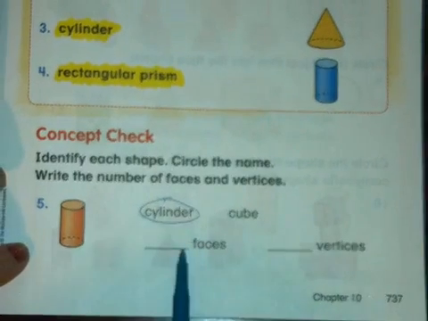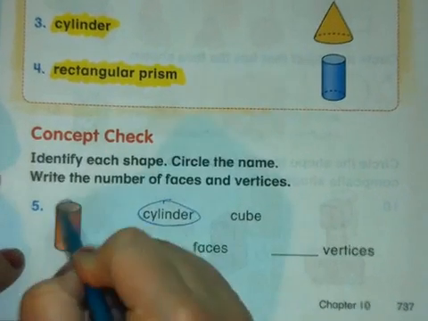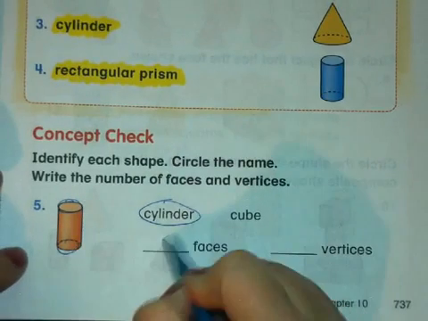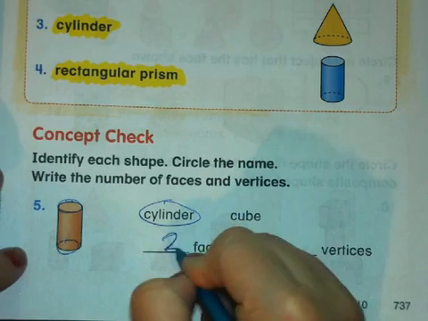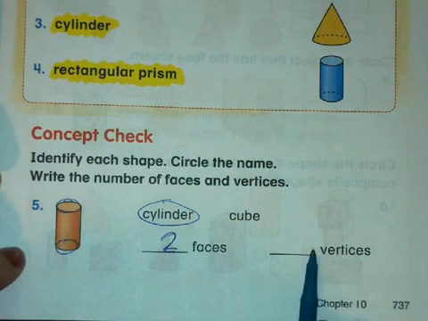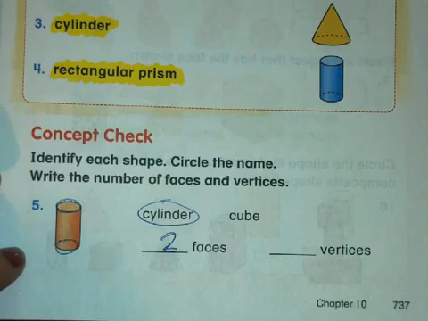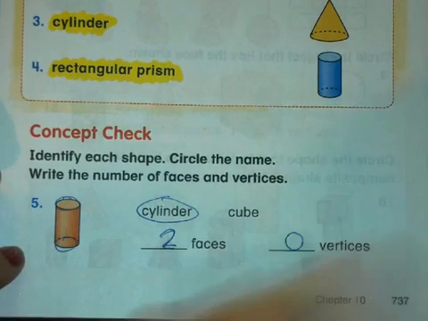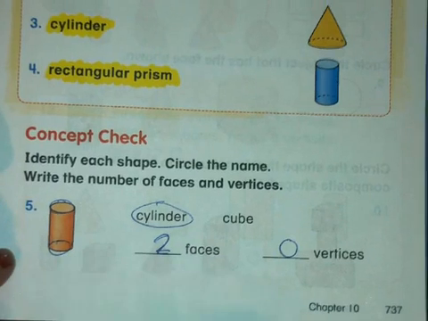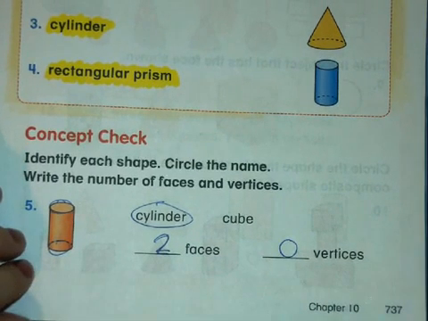Okay, how many faces does it have? 1, 2. 2 faces. How many vertices? How many corners? If you said 0, you are correct. There are no corners or vertices. It's a round shape. Okay, turn the page.